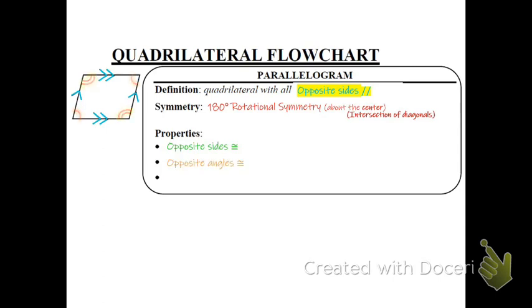Opposite angles are going to be congruent. So that means angles that are away from or across from each other are going to be the same measure. And lastly, the diagonals bisect each other. We use the tick marks to show the congruent lengths.